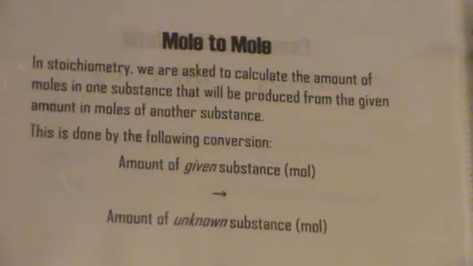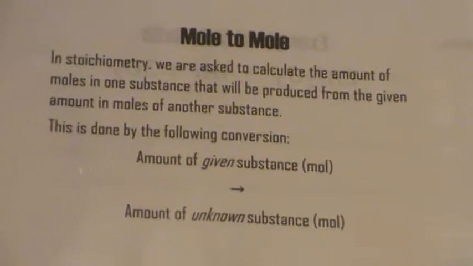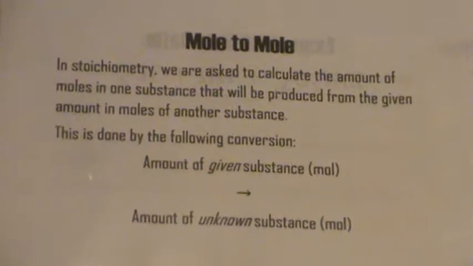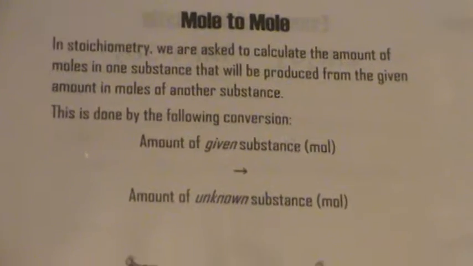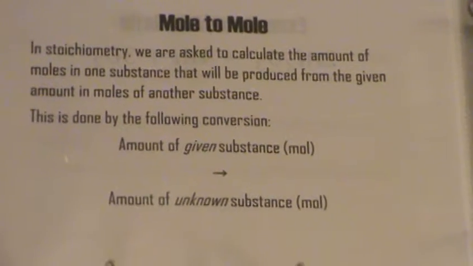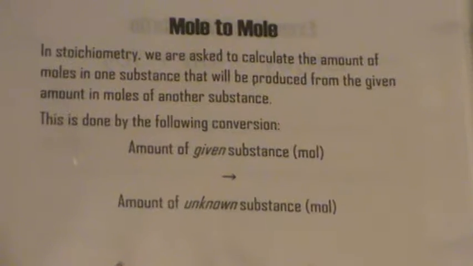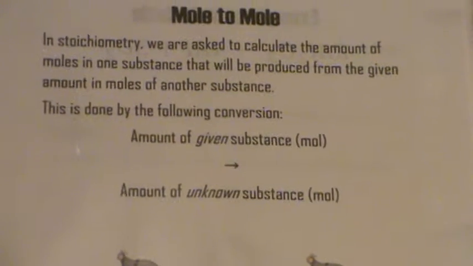Mole-to-mole conversions. In stoichiometry, we are asked to calculate the amount of moles in one substance that will be produced from the given amount in moles of another substance. This is done by the following conversion. The amount of given substance in moles yields the amount of unknown substance in moles.